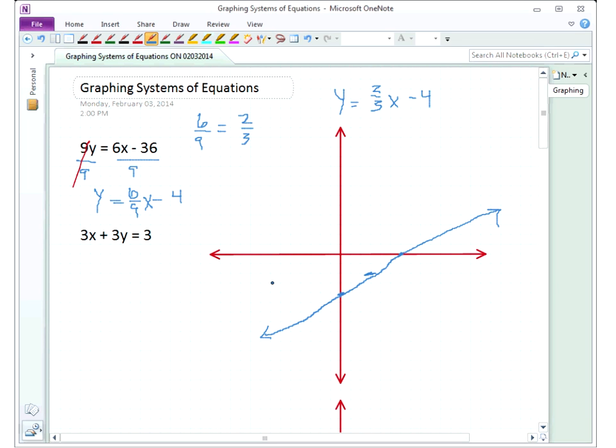It's probably not going to be a very straight line, but it's going to look something like that. Like I said, if you do it on paper, I would use a ruler or compass or something like that to make sure you're making them really straight.